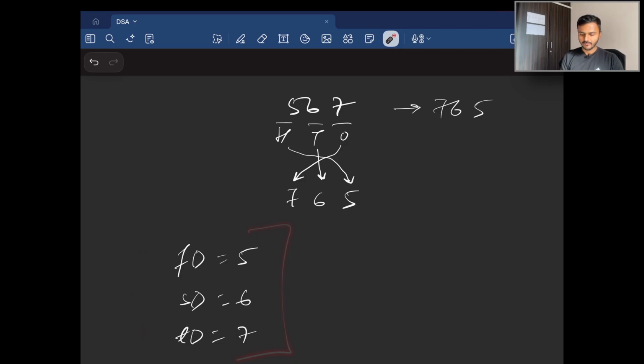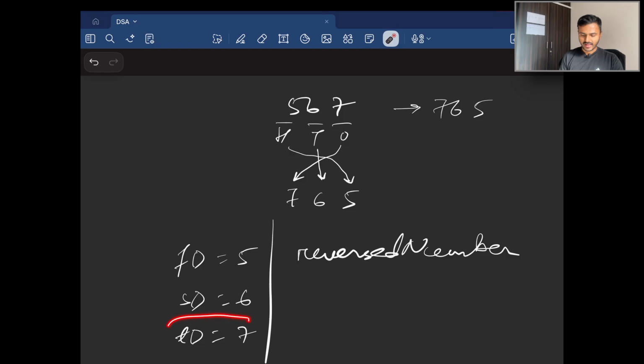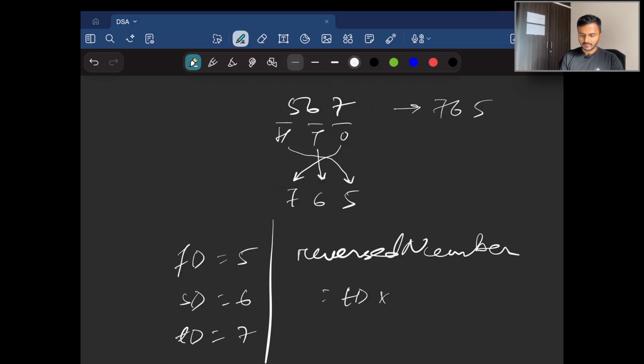Now with this discussed, we already know how to extract the digits, right? So once we have the digits extracted, in order to find the reversed number, we should be multiplying whatever we have in third digit with 100, right? Because as you can see, whatever we have in third digit should go to the hundreds place in order to reverse the number. So we will say third digit multiplied with 100 plus second digit multiplied with 10 plus first digit multiplied with 1. So with this clear, let's write the code.